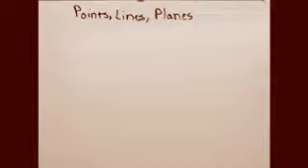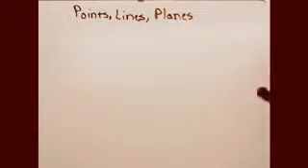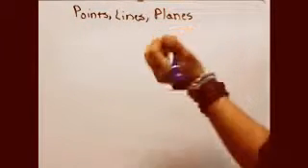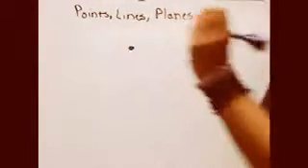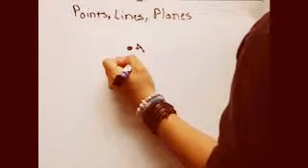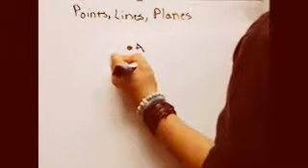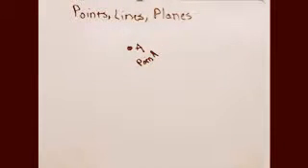Okay, hello, I am Snow, and right now we're going to talk about points, lines, and planes. Points are in an exact location on a given plane, and you can name them two ways. You can just name it A, or you can call it point A, like so.